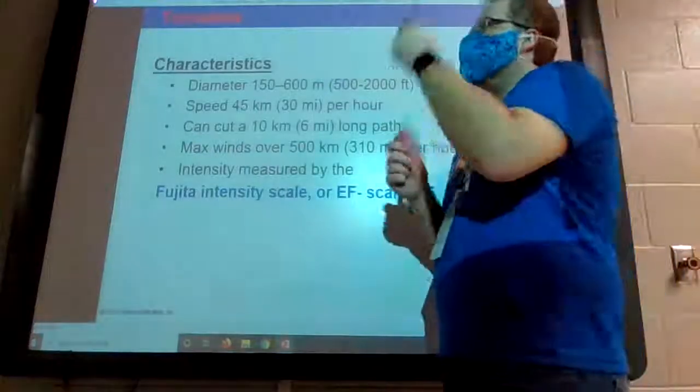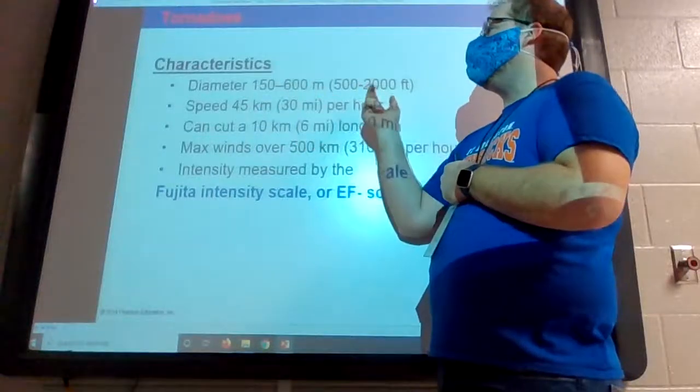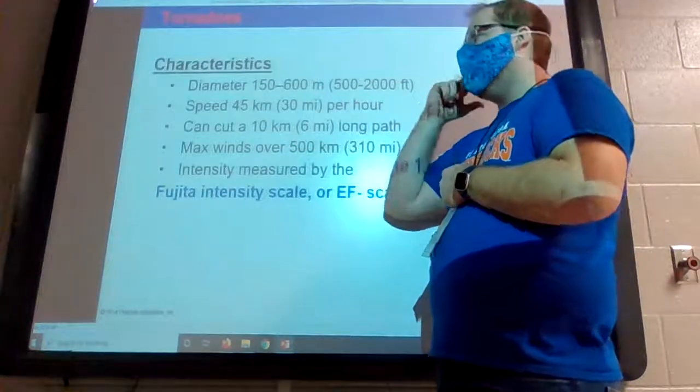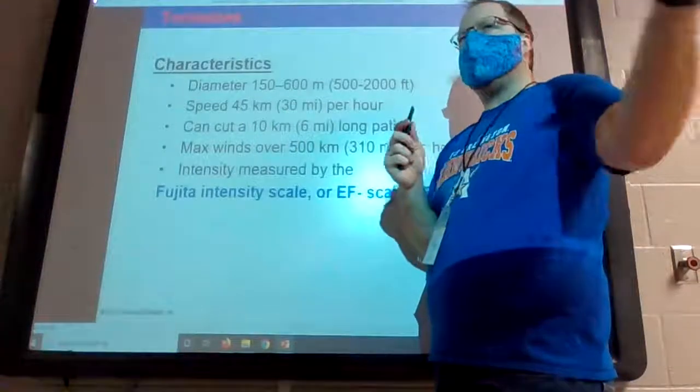So, characteristics of tornadoes: diameters 150 to 600 meters, which is about 500 to 2,000 feet. The speed, roughly 30 miles per hour, and this is speed on the ground, like how fast it travels.